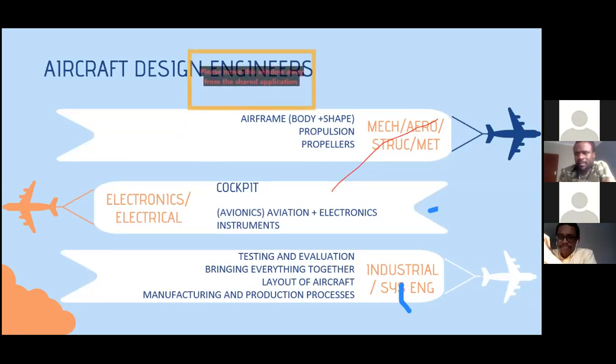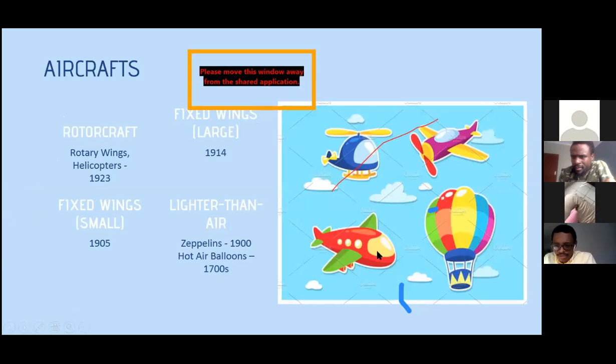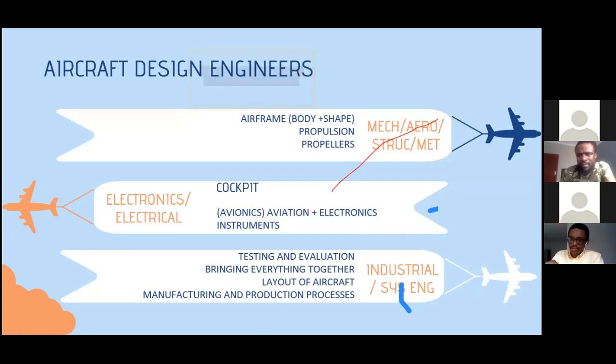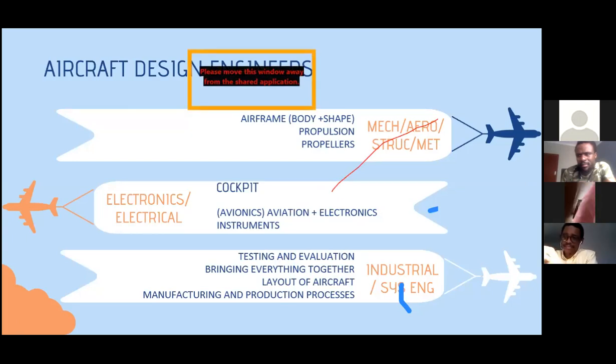So on an aircraft, you have different systems. You have an airframe. This is an airframe: the body with the wings and everything. And then when you speak of propulsion, we are talking about the engines of an aircraft. And when we speak of propellers, we're talking about those blades that rotate like this. Those things are called propellers. So the mechanical guys, the structural guys and the metallurgy guys deal with that aspect of engineering. So if you study mechanical, aeronautical, structural or metallurgical engineering, and you want to work in the aviation industry, this is where you are likely to work if you want to work with aircraft.